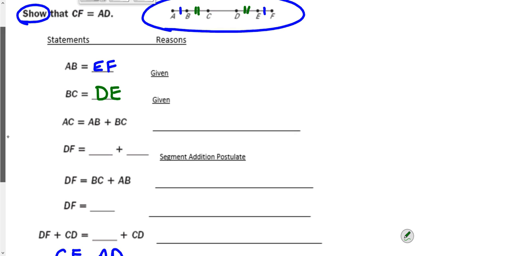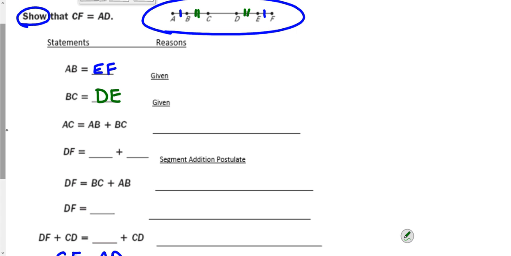Next we have AC equals AB plus BC. So let's look at that. We're talking about AC equals AB plus BC. So that's 2 smaller segments added together to give us a larger segment. So that is the segment addition postulate.